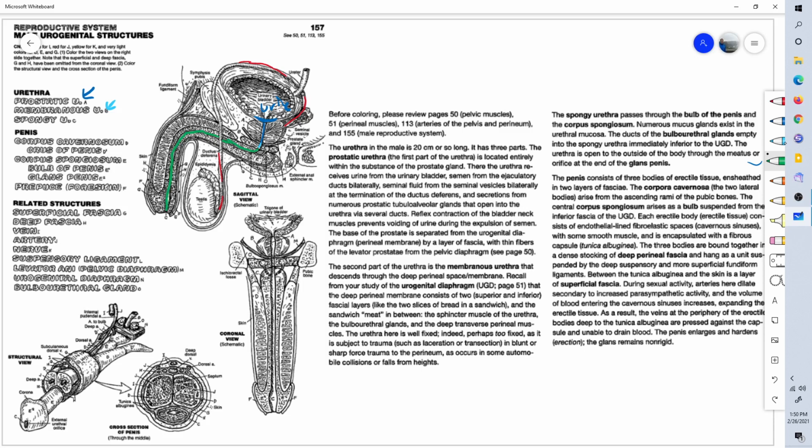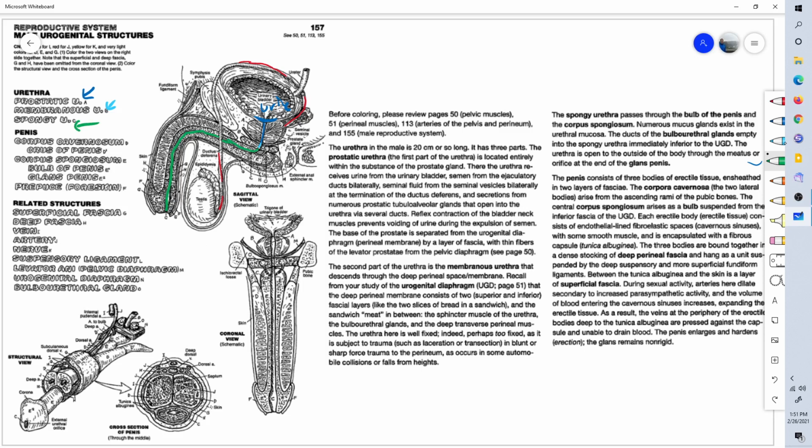So those are the three names of the urethra as they pass. The same tube is passing through different areas. And that's the spongy urethra.